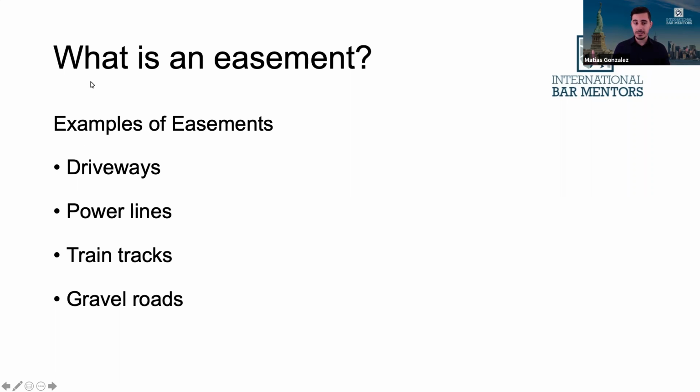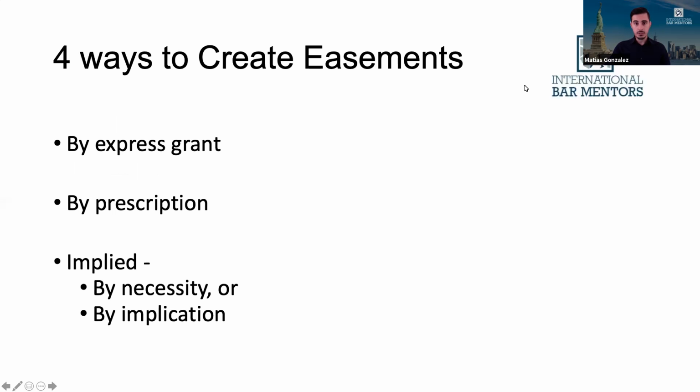So what is an easement? Examples of easements would be driveways, power lines installed on someone's property, train tracks, gravel roads, anything like that, right? Where someone can use it, but they can't really possess it, right? That's what you want to think of when you think of easements. And again, it's a legal right, it's a property right, you're legally entitled to use it, but it's usually these few. Of all the questions I've done on easements, the vast majority are these kinds of examples that will come up: driveways, power lines, train tracks, gravel roads. So there's only 4 ways to create an easement, okay?